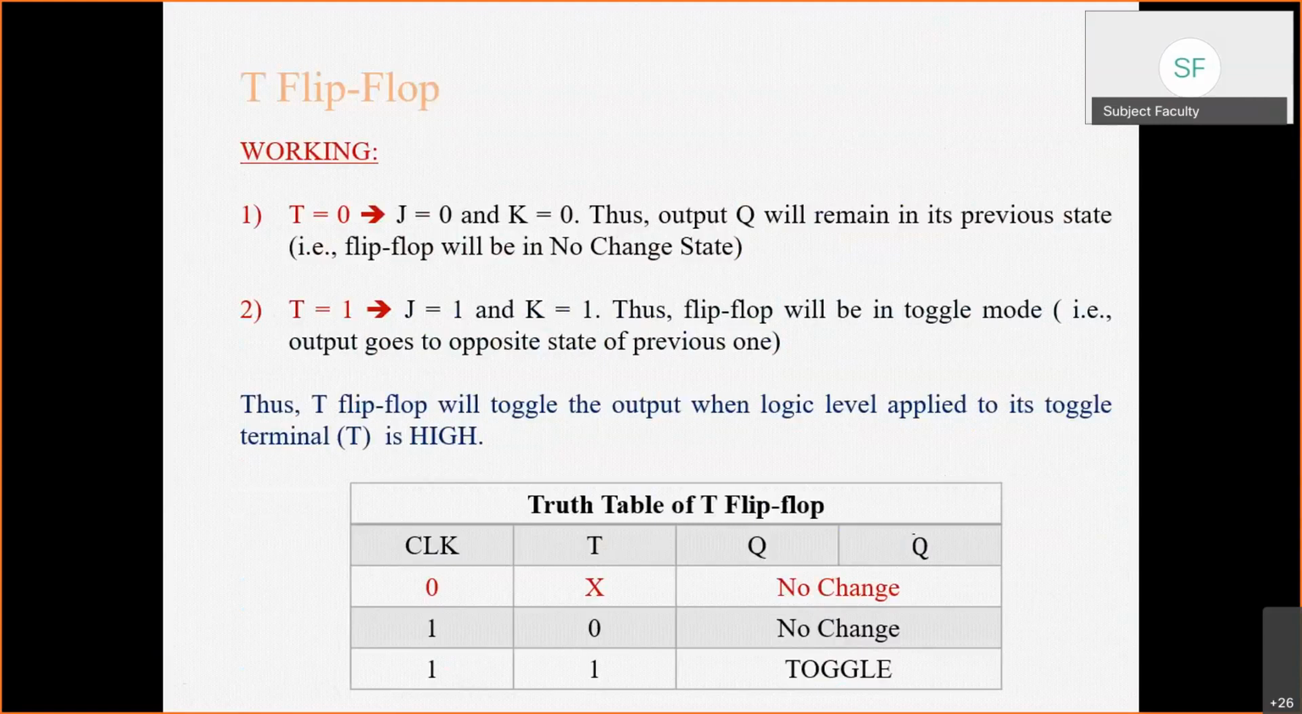It is quite simple actually. Just one modification we have done in JK flip-flop, and by that modification, the intermediate state in the JK flip-flop truth table is eliminated, and only two combinations remain: when J equals K equals 0, and when J equals K equals 1. So only these two combinations are possible in T flip-flop.